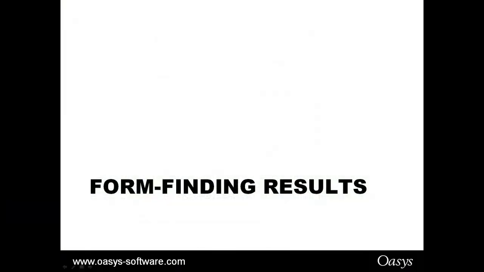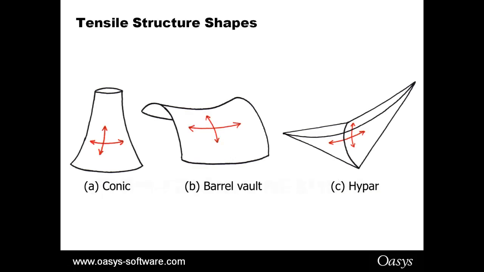Now, form finding. What do you get from the results from form finding? Well, one of the results is you have to get the geometry. Now, with lightweight structures, the geometry is crucial. So the surfaces have to be double curved for stiffness, and there are three basic shapes: the conic, the barrel vault, and the hypar.